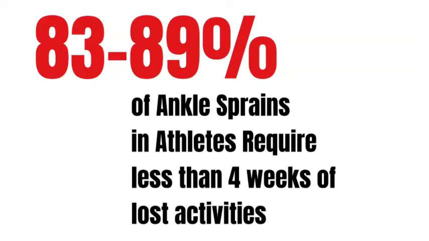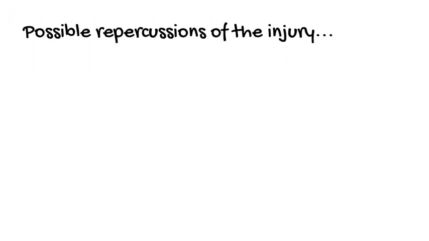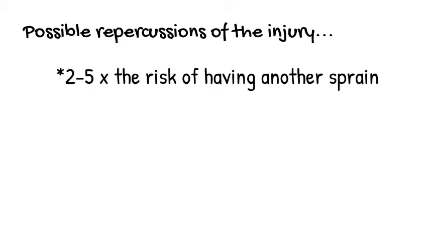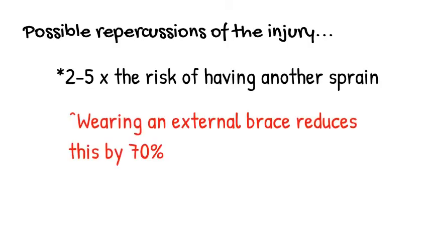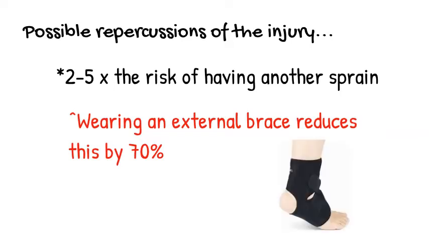83 to 89% of athletes actually are back within about 4 weeks in terms of at least the training. So it's very possible he'll be back playing again very soon. In terms of possible repercussions, he's at a much higher risk of spraining the ankle again over the next 12 months. That can be reduced by an ankle brace, but you don't often see that in professionals, so we'll need to look out for that in the future.